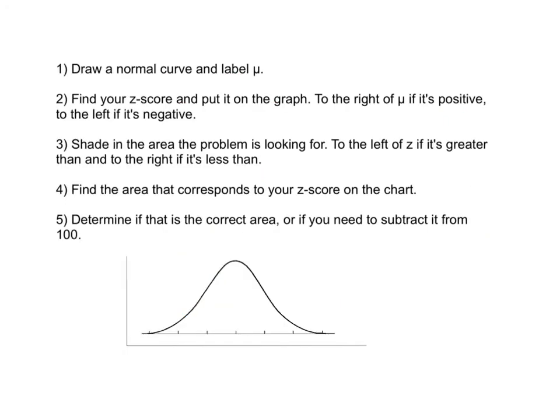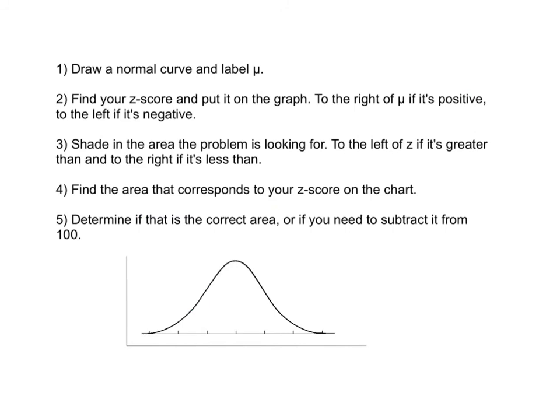Okay, so to recap, these are our steps. First, you're going to draw a normal curve and label mu. Remember, mu and sigma are going to be given to you. Next, you're going to find your z-score. Remember, your z-score is always x minus mu over sigma, and put it on the graph. It's going to be to the right of mu if it's a positive z-score. It's going to be to the left of mu if it's a negative z-score.